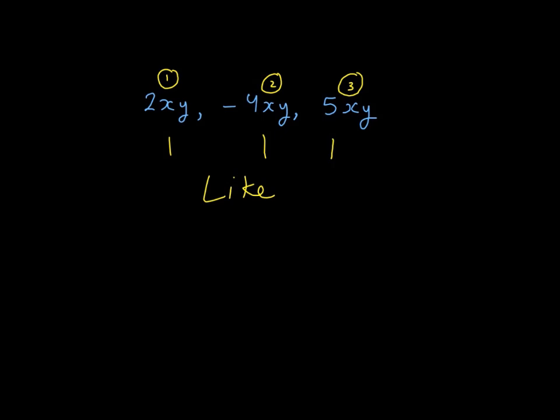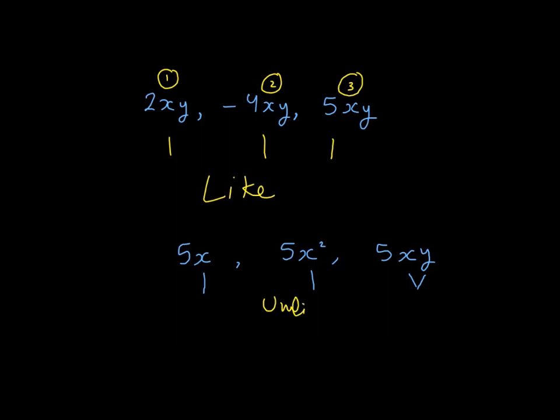On the other hand, if the variables with their powers are not same, then we say that those terms are unlike terms. For example, 5x, 5x square, 5xy. Here in these three, the coefficients are same, but here we are given only single x. Here power of x is 2 and here x is getting multiplied with y. So these three are unlike terms. We'll say these are not like terms.